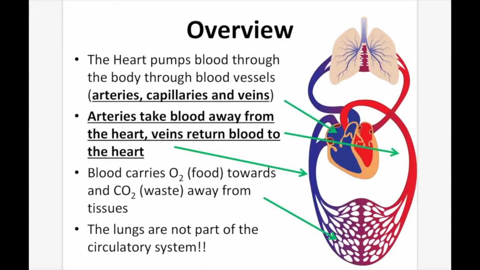Now, the circulatory system is going to consist of three main things: blood vessels, blood, and the heart. Overview. The heart pumps blood through the body through blood vessels. So these are going to be our arteries, capillaries, and veins. The arteries are going to be here in red. The capillaries are going to be the thing that transitions from the red to the blue, and the veins are going to be here in the blue.